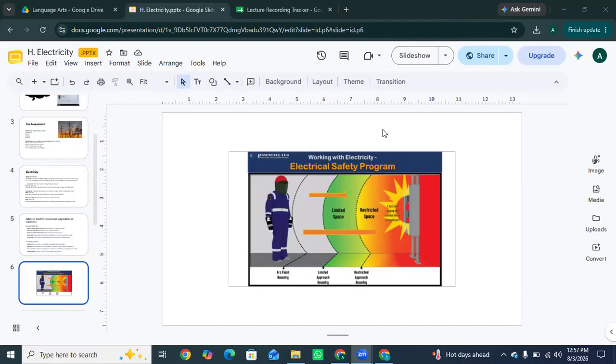This is where you must wear full PPE like the suit in the picture, like helmet, arc rated clothing, gloves. Anyone with proper PPE can enter this.